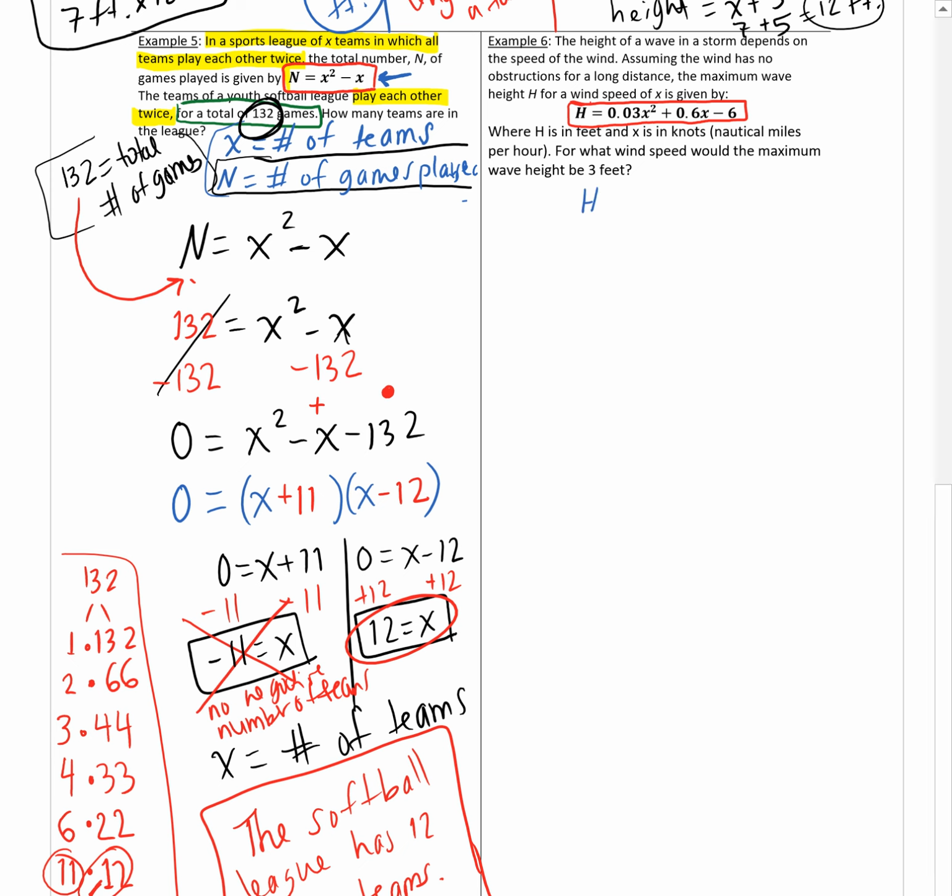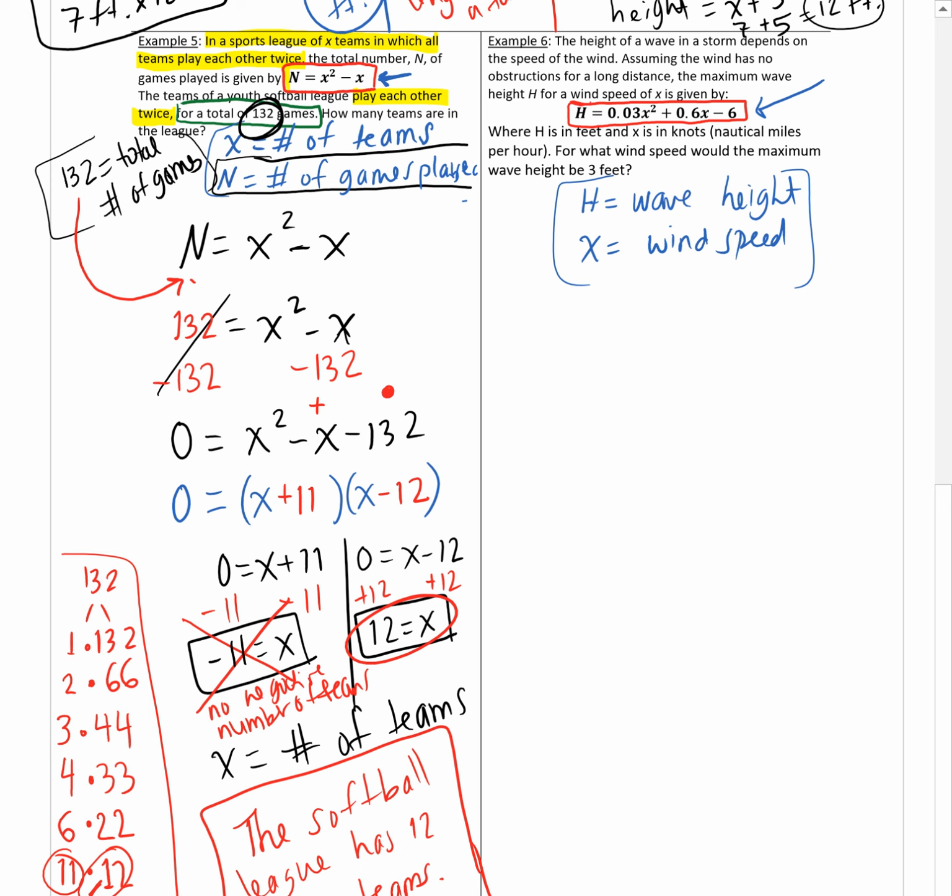I don't know if I need to write that down, h for height, that's not hard to remember. But oh well, just in case. Wave height. The maximum wave height, h, for a wind speed of x. Alright, so now I know x is the wind speed. Okay, sounds good. That way I know in this equation what everything stands for. There's an h, there's an x. Now I know what they stand for.